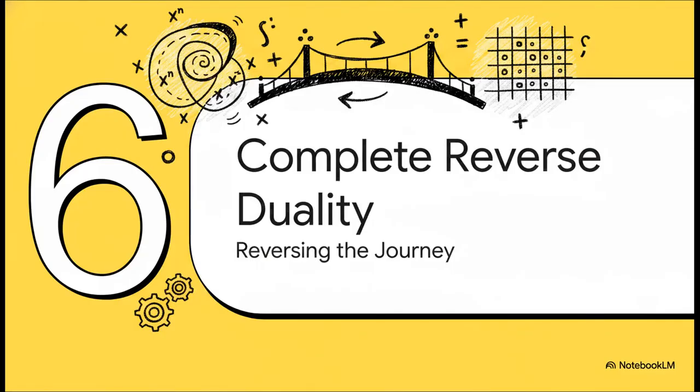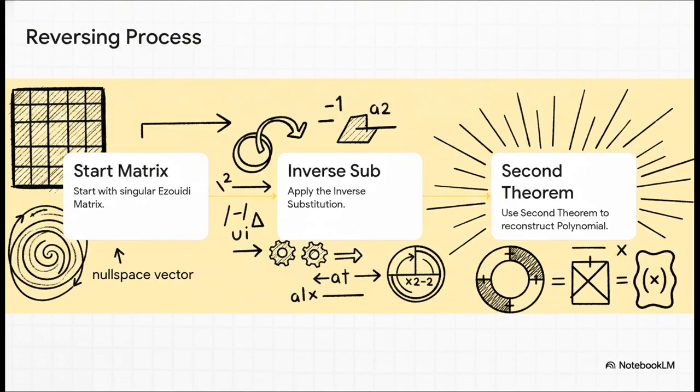Finally, section 6. The complete duality, reversing the journey. Because any well-engineered bridge has to carry traffic in both directions, right? It's one thing to break a polynomial down into a matrix. It's a whole other ballgame to build it back up. But if you start with a singular matrix and its null space vector, you can just run the inverse substitution to perfectly reconstruct the original polynomial.